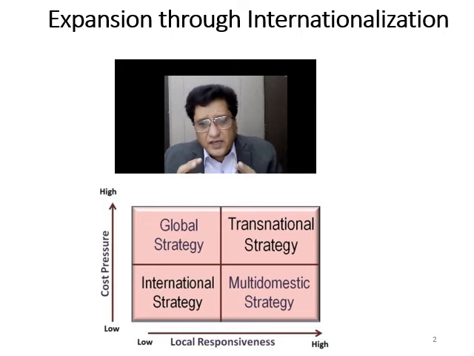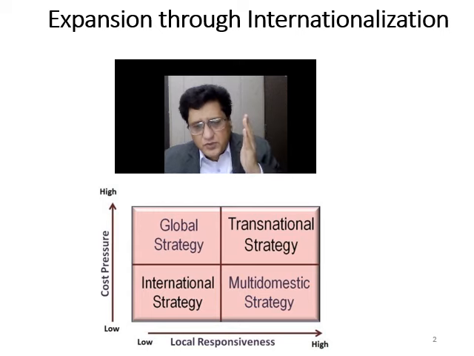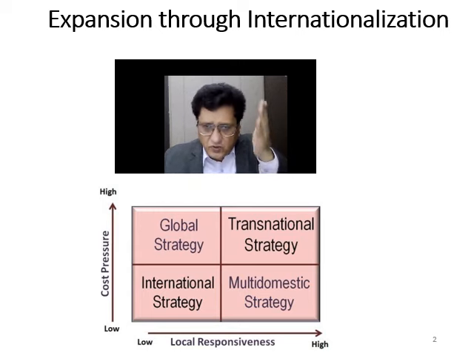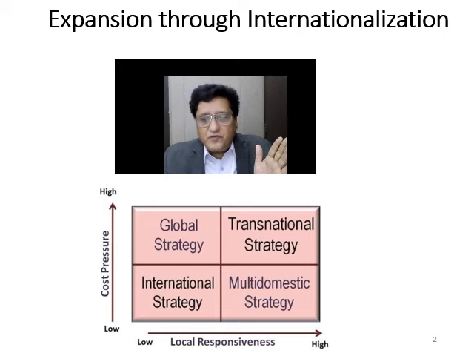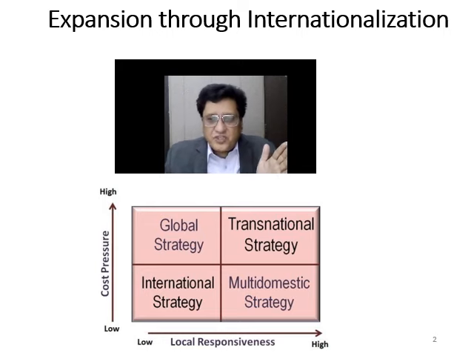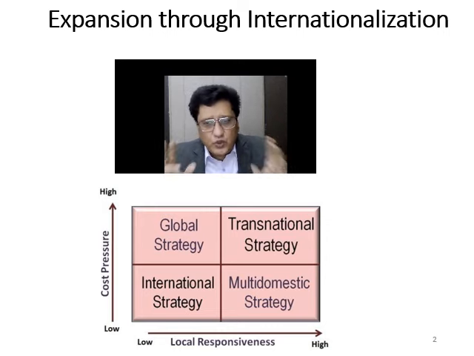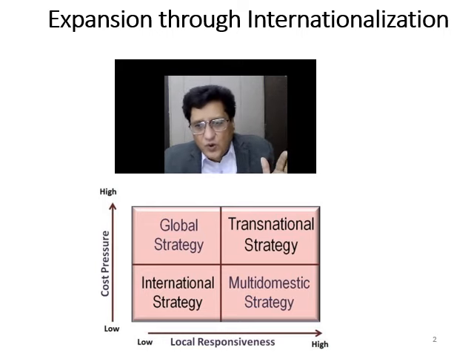international strategy and all the other three strategies depend upon two factors. One factor, which you will see in the subsequent slides, or in this slide also, on the y-axis, is cost pressure. The organization needs to reduce cost or does not need to reduce cost depending upon the market. Is the market price sensitive? On the x-axis you will find I have written local responsiveness. I have taken this chart from businessjargon.com. So there are two factors: cost pressure on the y-axis and local responsiveness on the x-axis.